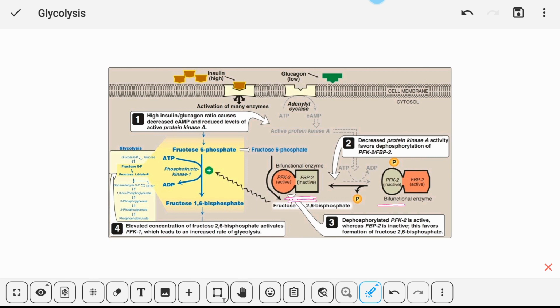But right now in our body, we don't have glucagon. We have insulin, because insulin is high after a meal and insulin has to activate glycolysis.